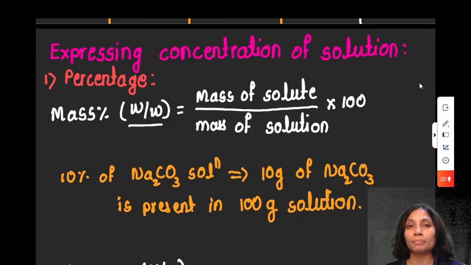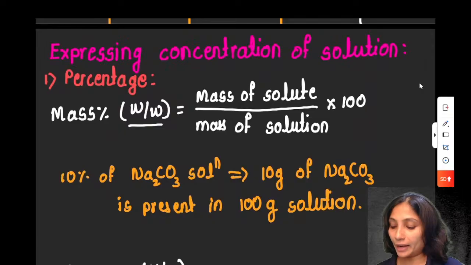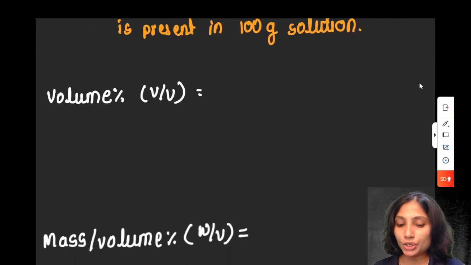Like this, in solving different questions, this sentence will be given. Based on that, you should be able to find the amount of solute present or the amount of solvent present, that is, the mass of solute and mass of solvent. So this is mass percentage.